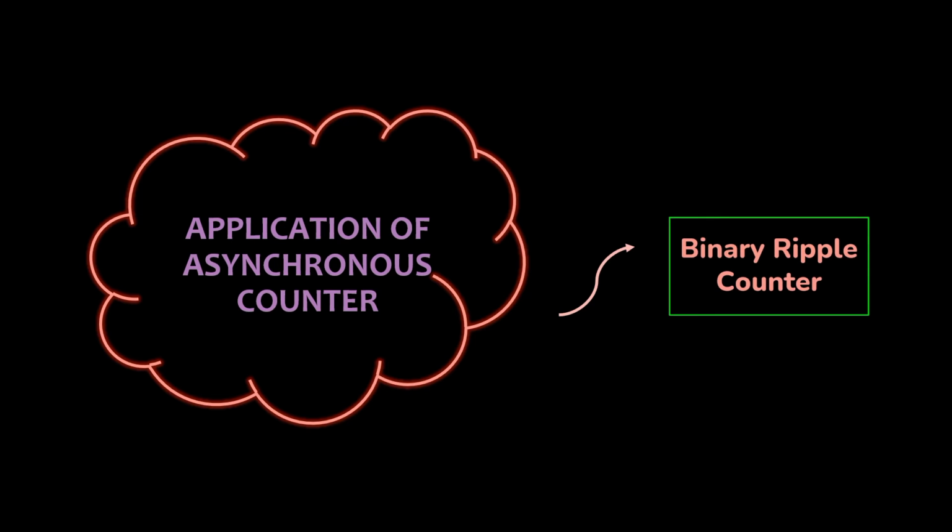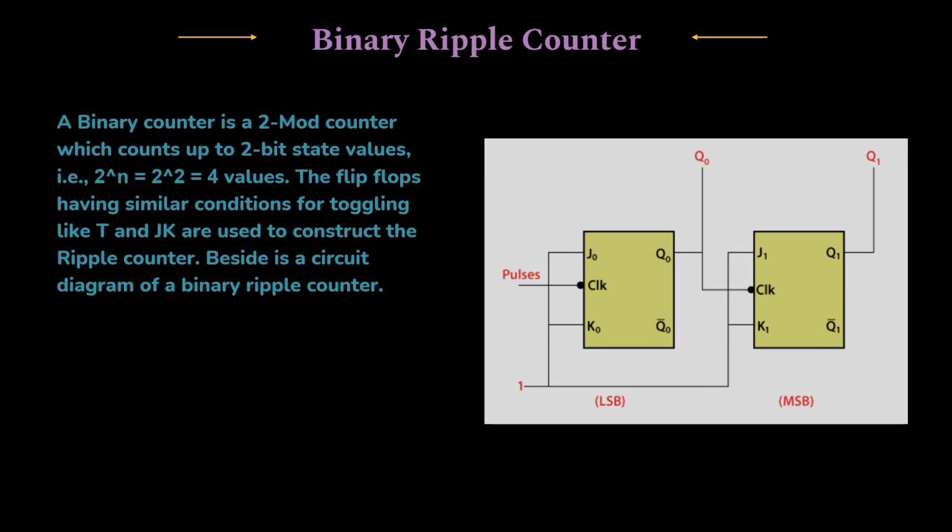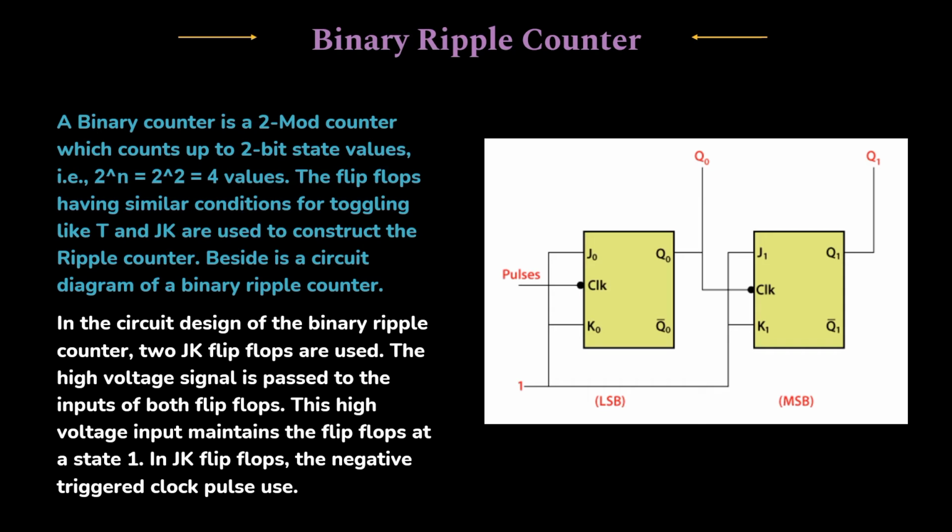Next we will discuss the application of asynchronous counter, which is binary ripple counter. A binary counter is a mod-2^n counter which counts up to 2^n state values. For example, 2 to the power of n, where n equals 2, gives 2 to the power of 2 equals 4 values. The flip-flops having similar conditions for toggling, like T and JK, are used to construct the ripple counter. Beside is a circuit diagram of a binary ripple counter.